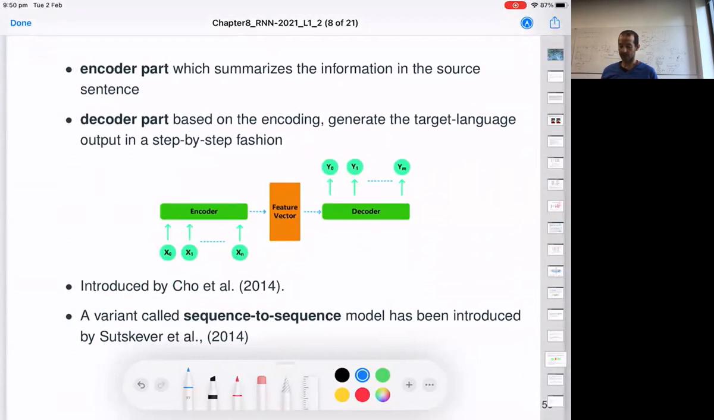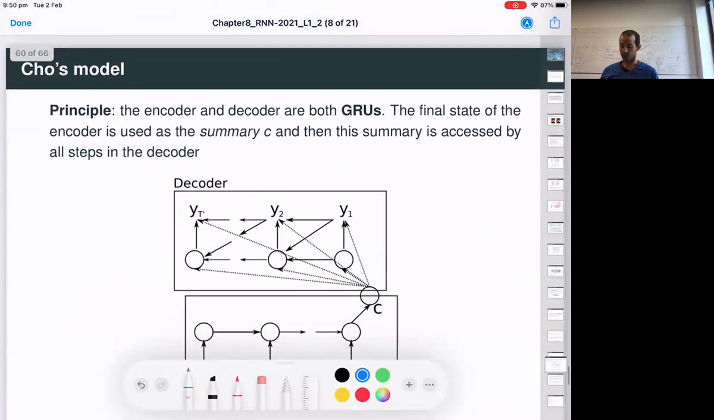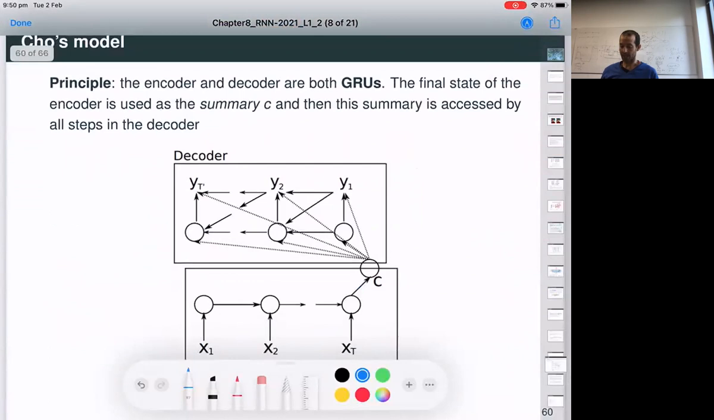And this has been proposed by Cho and others. I will just expose it, but you also have another version, which is the sequence to sequence model. Somebody talked about this yesterday, so I said okay, I would need to go there. Sequence to sequence model proposed by Sutskever. And if you click on all of these links, you will have some nice papers on this. So the principle of the Cho model is that the encoder and the decoder are both GRU. And you know what a GRU is now? It's a specific node with some gates inside.